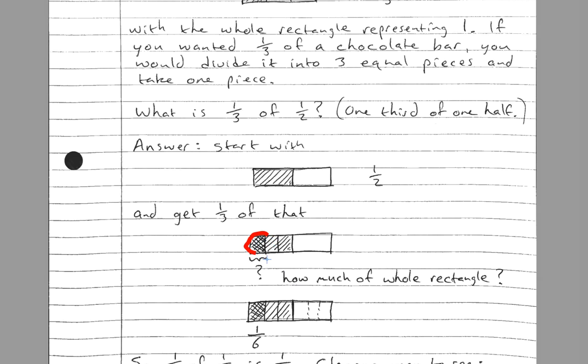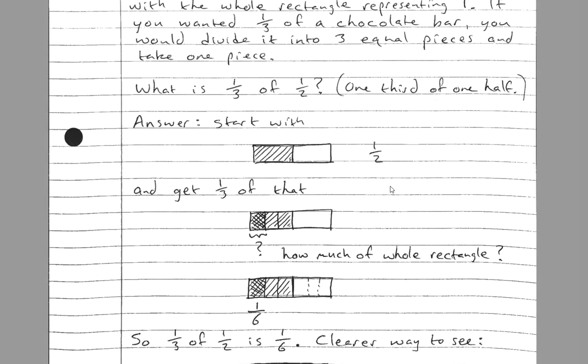so this is 1/3 of 1/2. But how much is this out of the whole rectangle? Well, you can see if you divide the other half into 3 as well, so now we get 6 equal pieces, and we have just one of those. So 1/3 of 1/2 is 1/6.